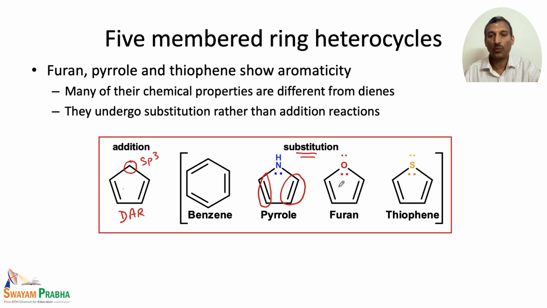Of course, there is one simple exception. Furan at times can undergo a Diels-Alder reaction also, and that shows it behaves like a diene-type compound. So, that is the only exception in the case of furan, but pyrrole and thiophene undergo substitution reactions much similar to benzene or an aromatic system.